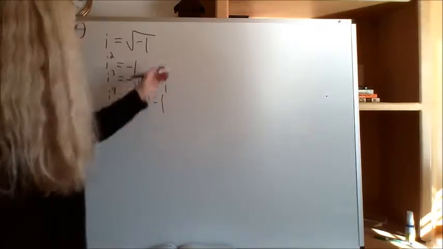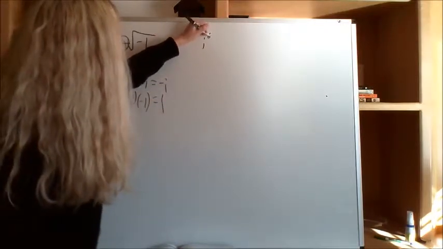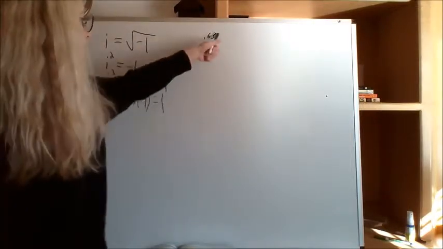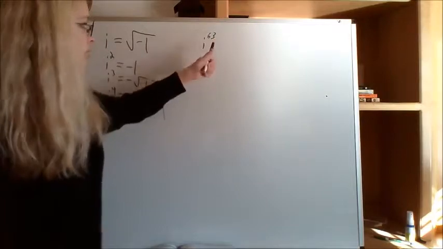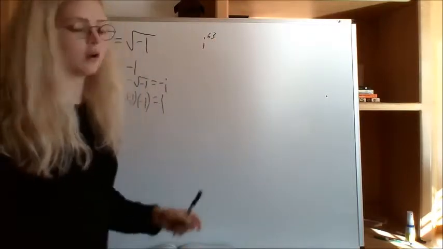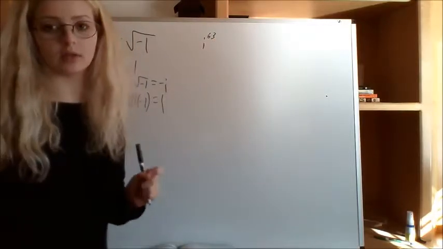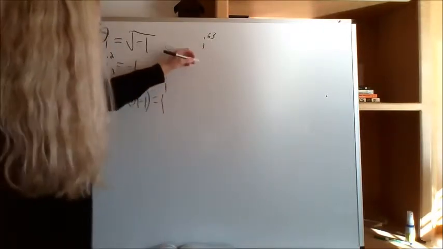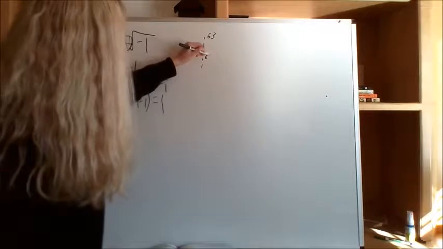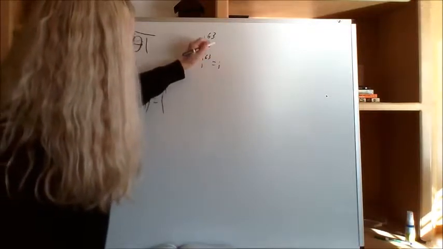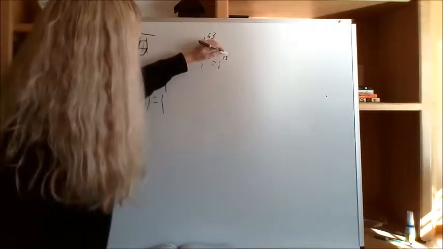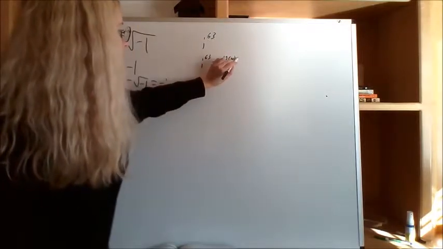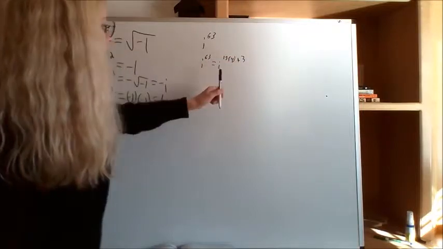So, if we are given a problem to simplify i to the 63rd power, we can look at the exponent in terms of how many groupings of 4 there are and what will be the remainder when we group it into as many groups of 4 as possible. So what I'm saying is i to the 63rd power equals i to the 15 times 4 plus 3.